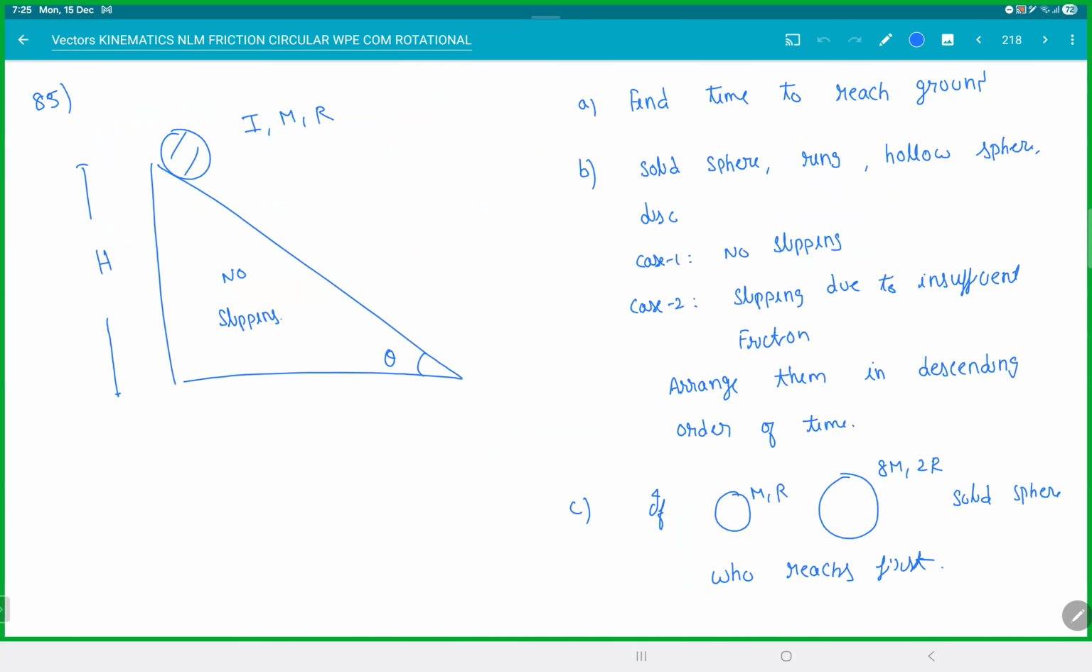Let's get this one. This is a good one. We have a sphere, not a sphere, some body, moment of inertia I, mass m and radius r, height h, no slipping. Find the time to reach the ground. There are multiple questions kept in this. If it is a solid sphere, ring, hollow sphere, disk, case 1, no slipping. Case 2, slipping due to insufficient friction. Arrange them in descending order of time. Standard model. If you have two spheres, M, R and 8M, 2R, who reaches first? We have done all these things in the class. But again, a standard model question.